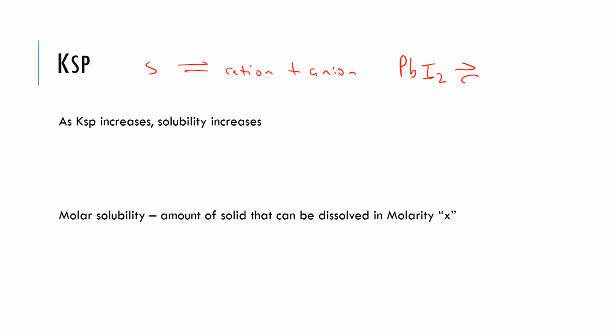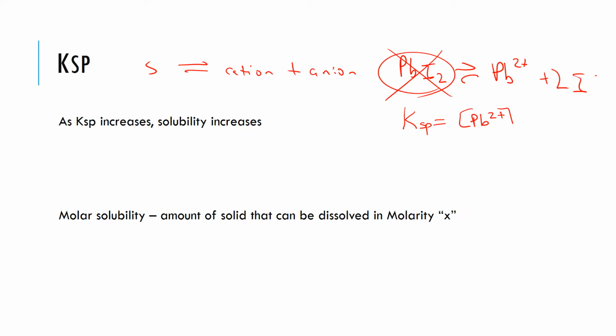That would break into Pb2+ plus 2I-. This would be your solubility equation. It's always a solid breaking into its ions. What you need to know from here is when we write these KSP values or these KSP expressions, we don't include these solids. So these solids are never included. So we have KSP equals Pb2+ times I- to the second power right there.